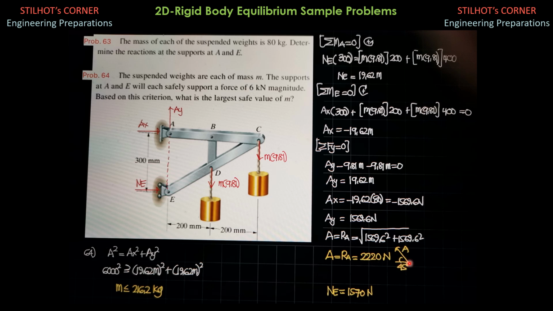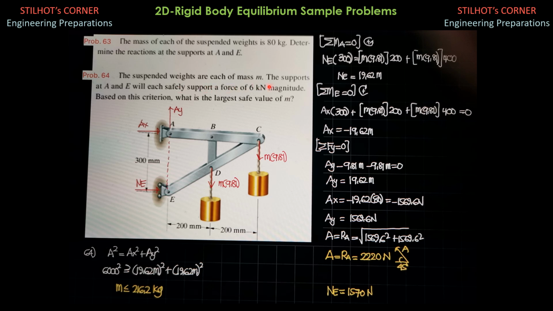And this is the direction, because that's only the magnitude. Finally, AX equals AY, so we round off values to 1517 newtons. You can make AY and AX equal to 1517 newtons, but A is still 2,220 newtons to 4 significant figures. So finally, to solve problem 64, the suspended weights are each of mass m.